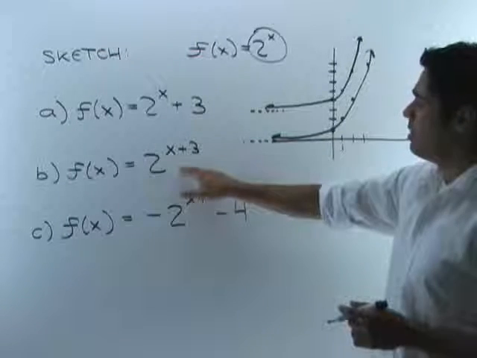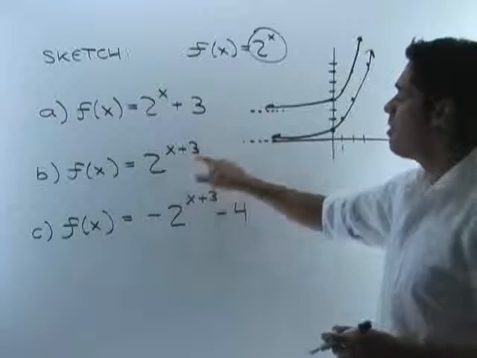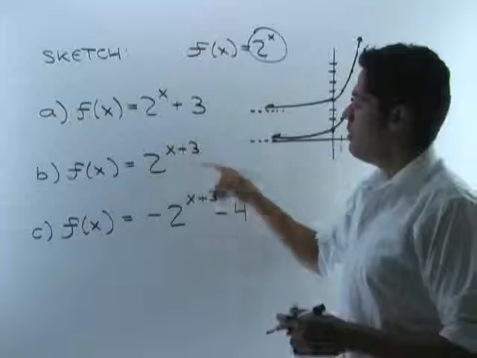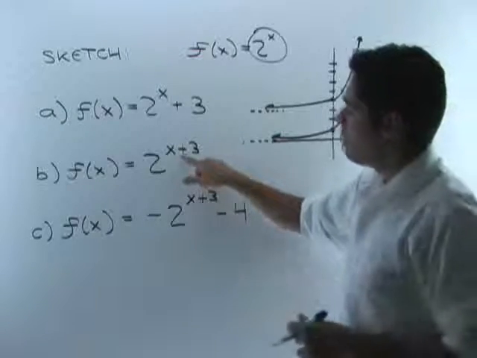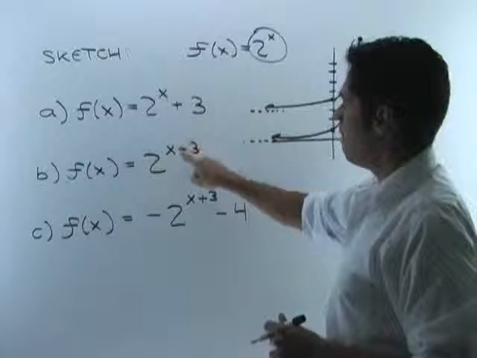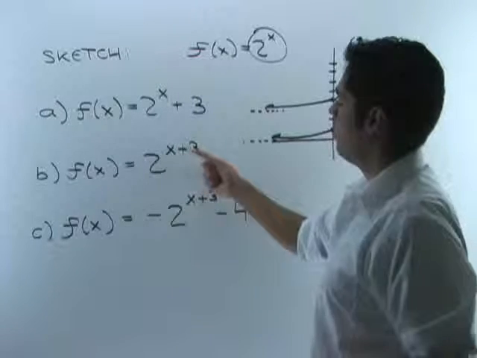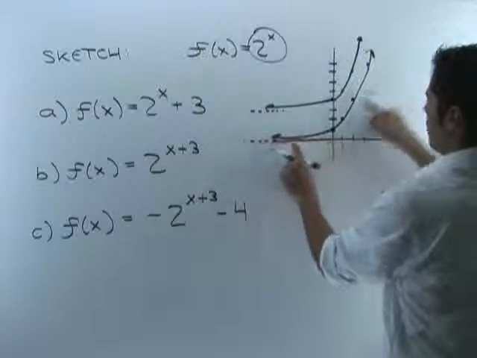Let's take a look at a different example. If you take 2 to the x plus 3, and this time you add the 3 up in the x and not down here, then that's going to be a left or a right shift. So remember, left and right shifts go opposite of what you would think. So you would think that this would be to the right 3, positive 3, but actually go the opposite, so that's left 3.